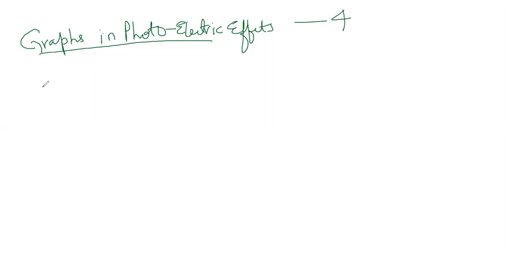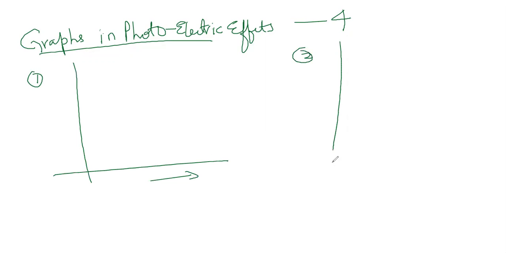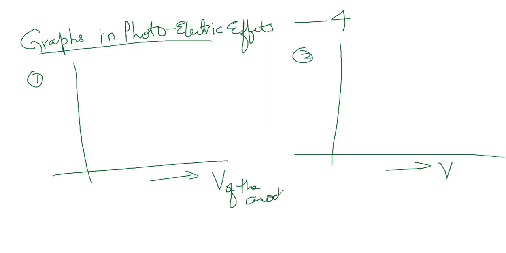Out of them, the first graph and second graph are both lookalike graphs. On the x-axis, always potential will be there. What is this potential? Potential of the anode. That is common for both the first graph and second graph. Both types of graphs have the same x-axis. Only the y-axis differs.